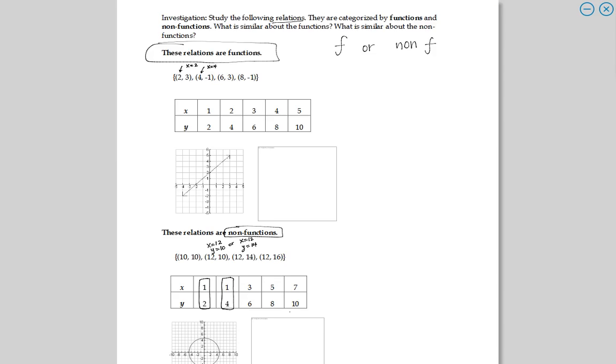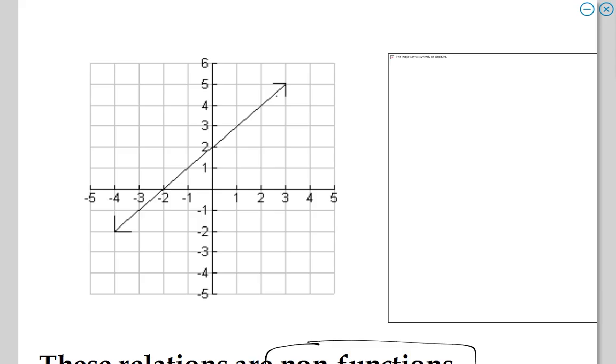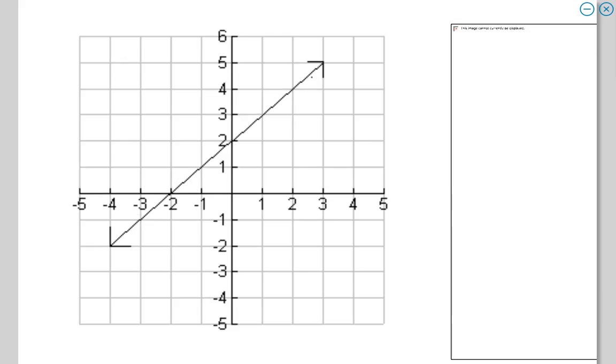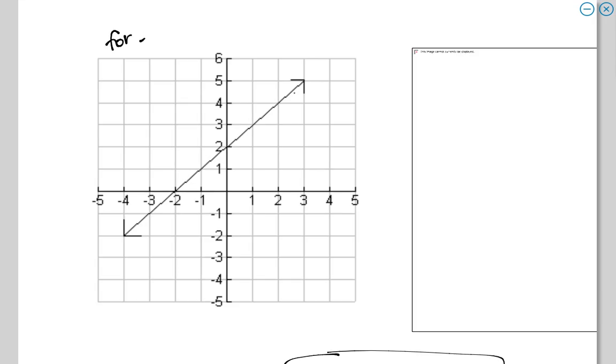So it's back up to the top. If you look at this chart, see how they're all different x's? So it's good. That's a function. Now for graphs, I'm going to show you how to do this with a graph. So you need, again, for each x, one y.